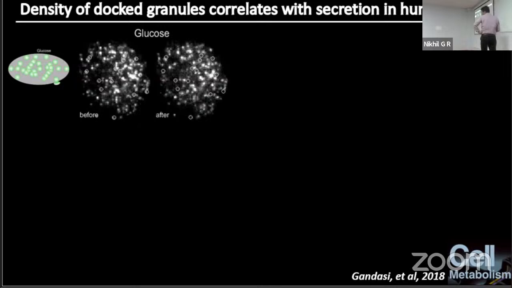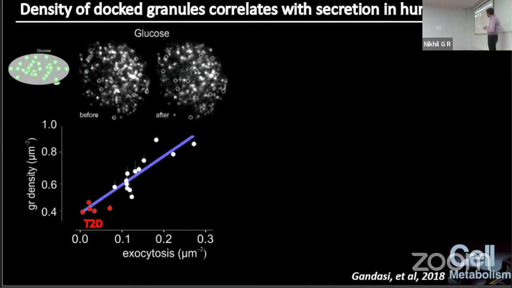We had access to human beta cells from cadaver donors. We took those human beta cells, plated them like I showed you in the previous slide, and stimulated them using glucose, right? You can see that there are a few granules present. By the end of the experiment, you will see that some of them underwent exocytosis. So what you can do from this is quantify the total number of granules. Let's say you are 30 people here. I ask, there are 30 people there, and then I say maybe one or two did exocytosis. So I plot out the exocytosis and the density of granules.